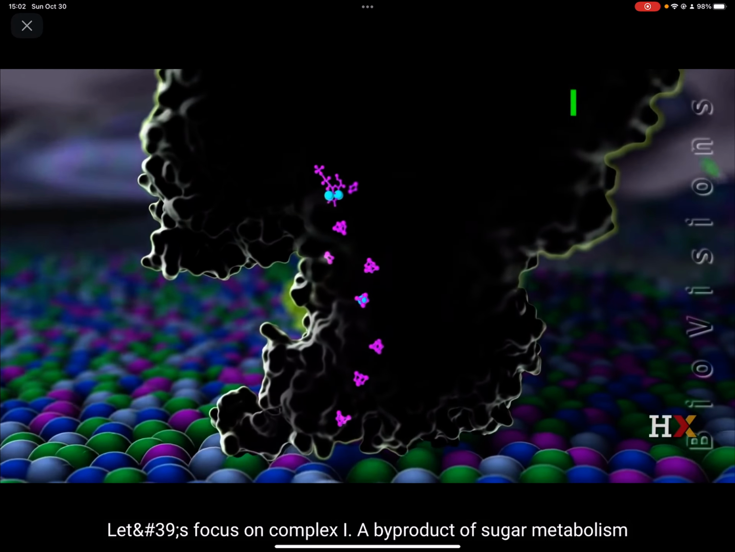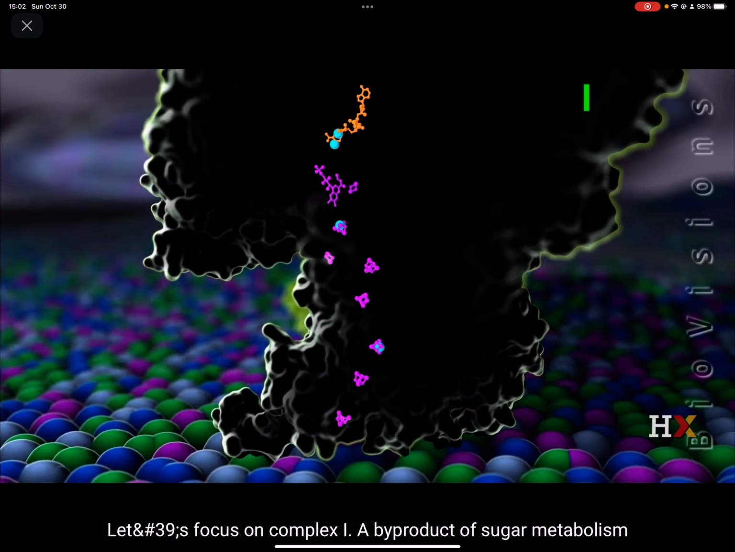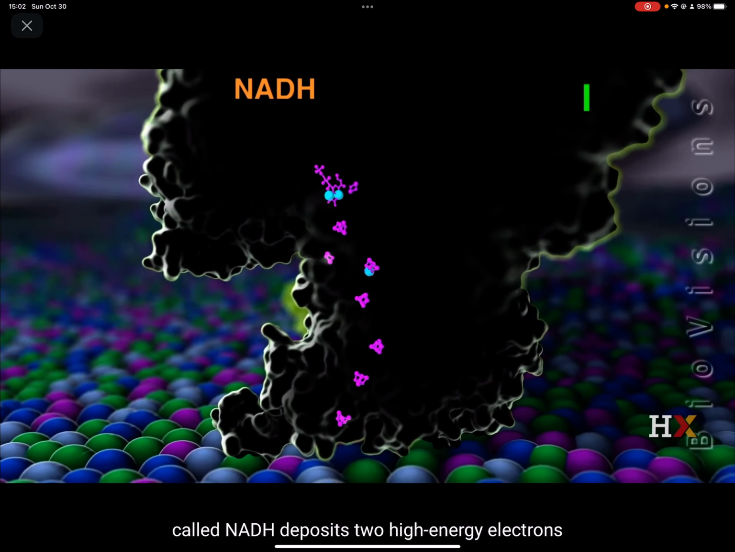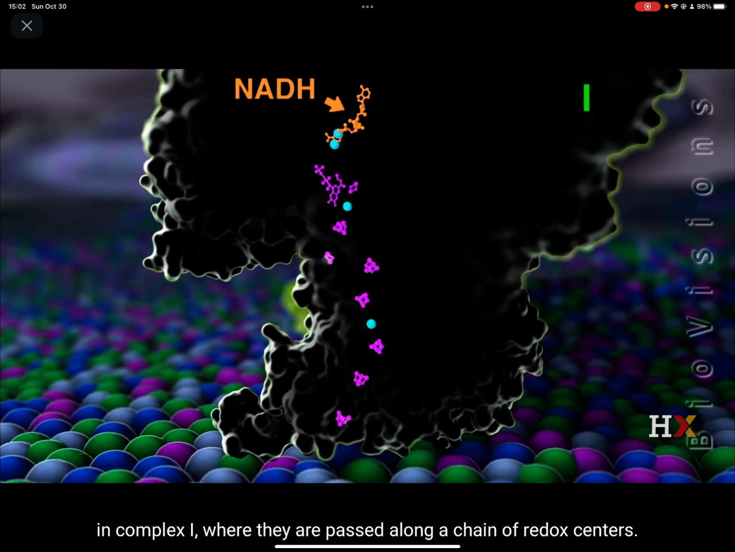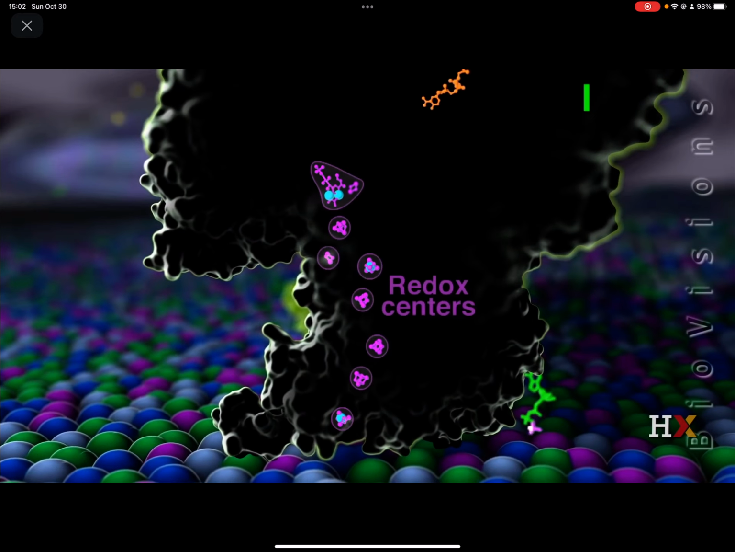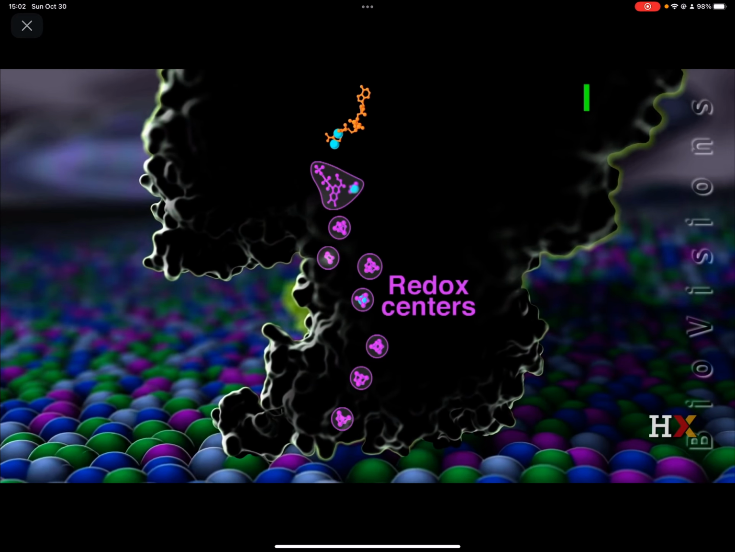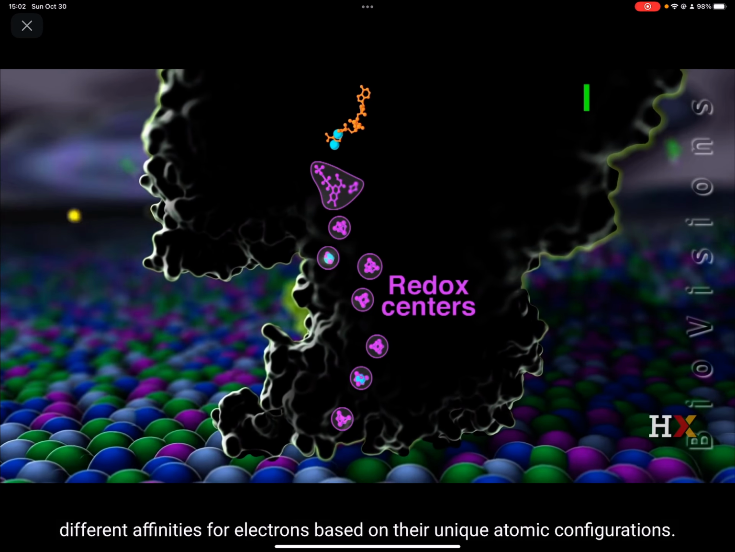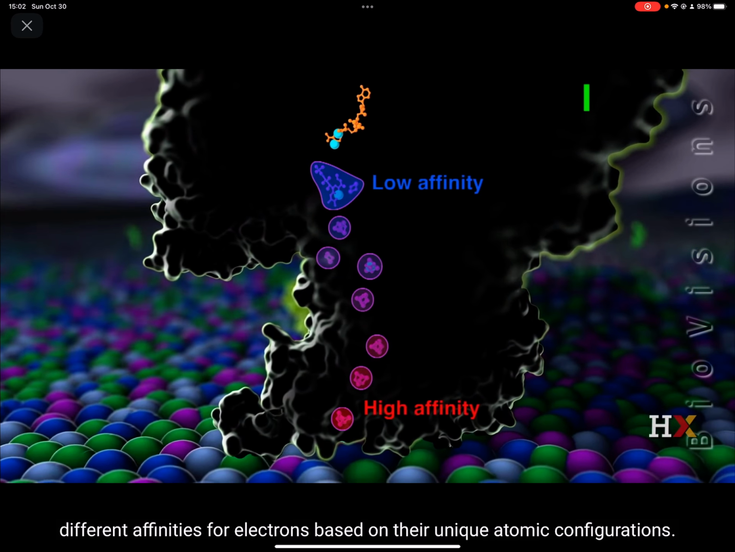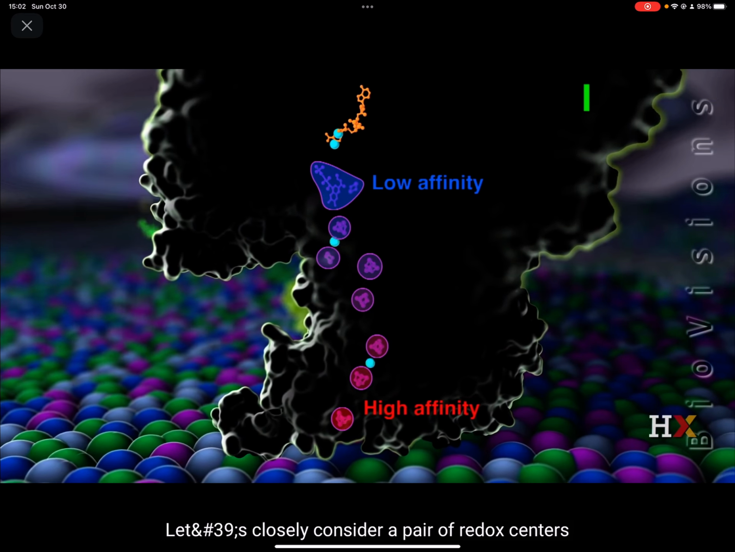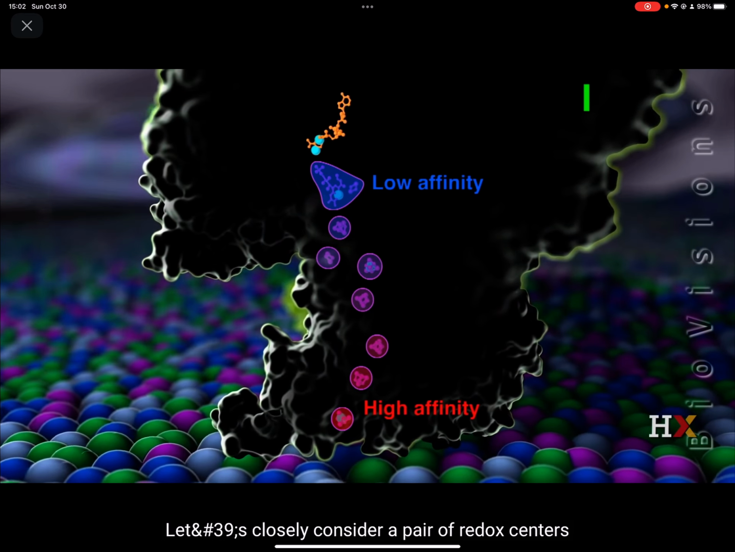This is a byproduct of sugar metabolism. So NADH deposits 2 high-energy electrons in complex 1, and they're passed along a chain of redox centers. Remember the redox centers we talked about, where they were structured from low to high standard potential. So these redox centers have different affinities for the electrons based off of their unique atomic coordinations.